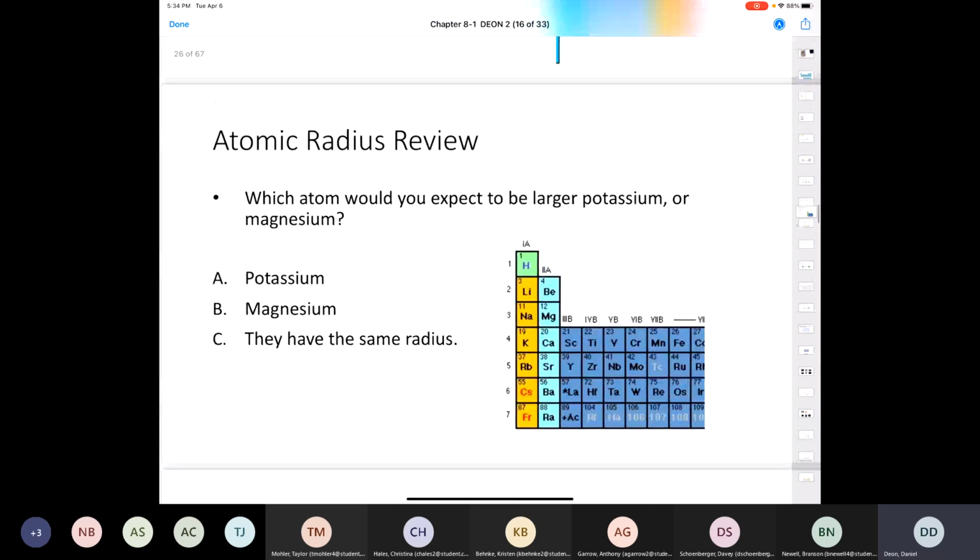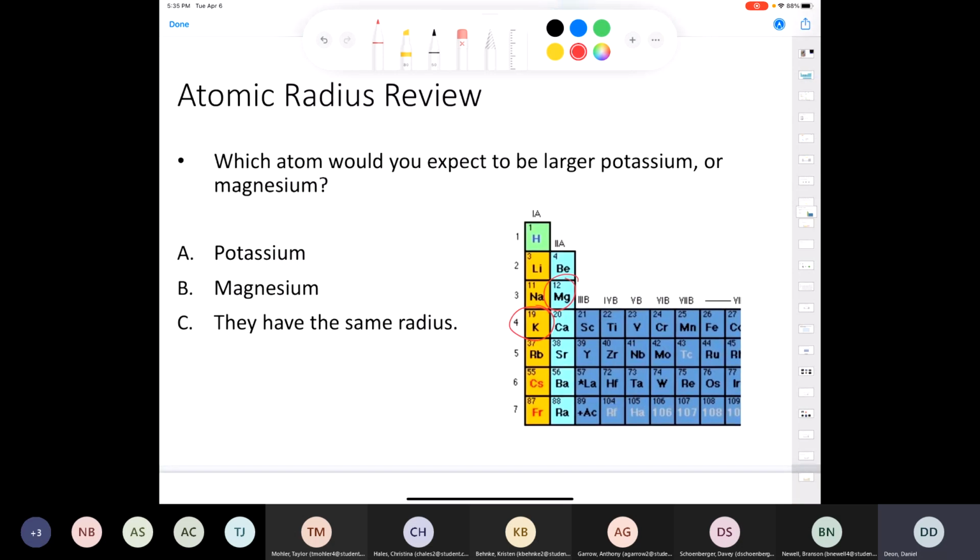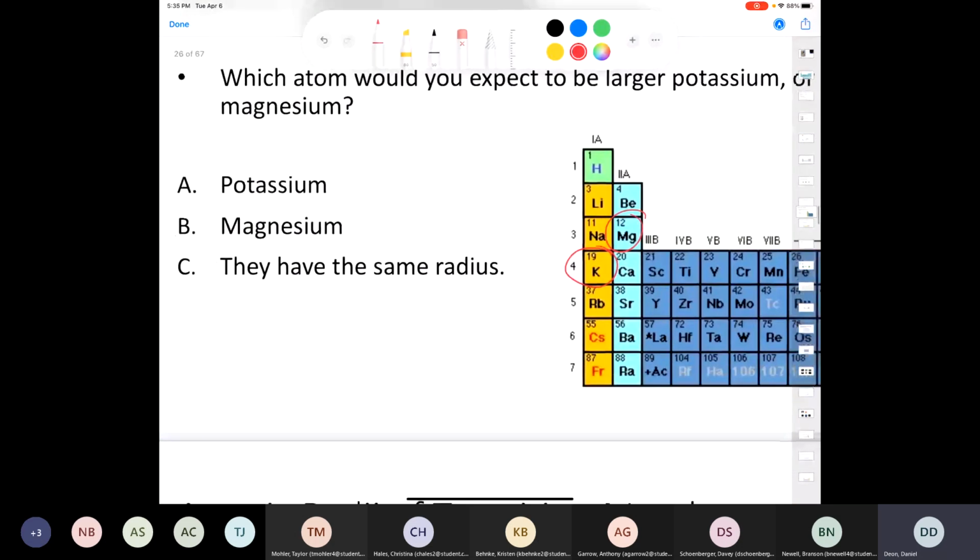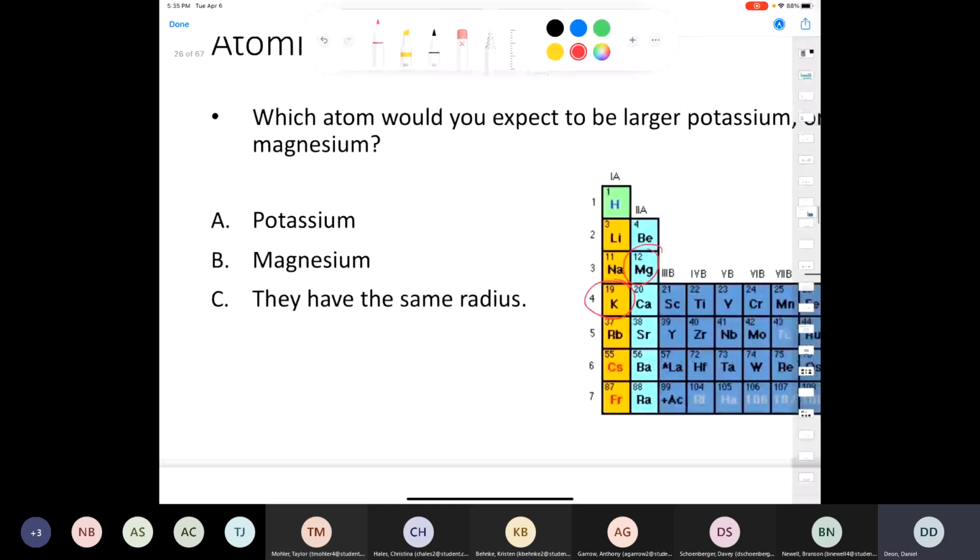Let's try another one. Now we're on the other side of the periodic table. Now we're looking at mostly metals. Over here are all metals, I guess, except for hydrogen. It says, which atom would you expect to be larger, potassium or magnesium? So let's zoom in. We've got potassium and magnesium. This one's different because they're in different periods, aren't they? Magnesium is in period 3 and potassium is in period 4.